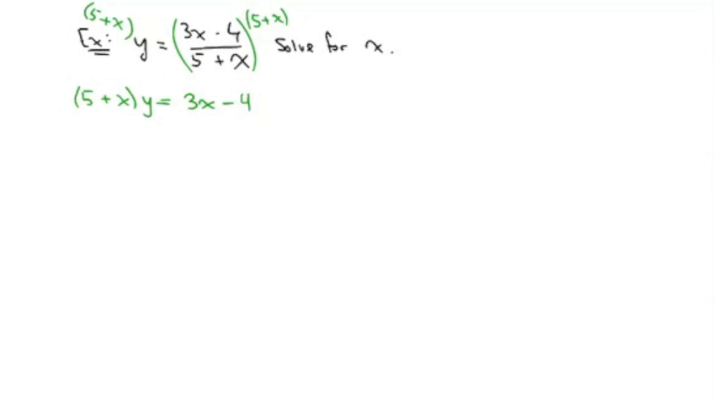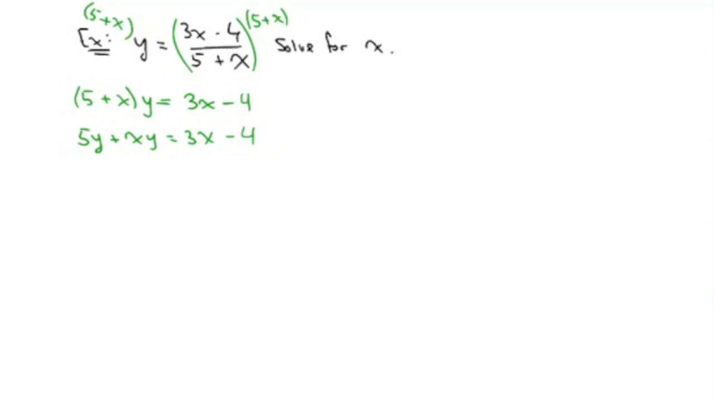Okay, so we got rid of the fractions. Step number 2. Distribute. 5 times y is 5y, plus x times y is xy, is equal to 3x minus 4. Now the third step is combine like terms, but there's nothing to combine. What's the next step? Moving that 4 over to the other side? Nope, I don't care about the 4. What do I care about? The y? No, the x. I care about the x.